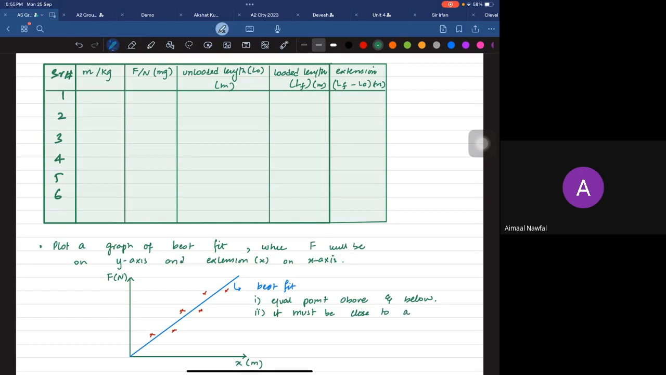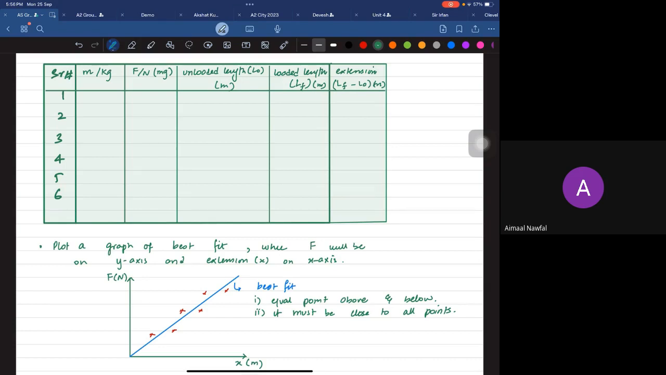The other feature should be that it must be close to all points. Now, the biggest misconception that people have about best fit is that it is a line which connects with most of the points and has equal points above and below. There is no such rule as connecting it with most of the points. Even if none of the points come on the line, but they're equally divided above and below the line, then it is called best fit. Is it clear to everyone? Yes. So we've drawn the best fit line.